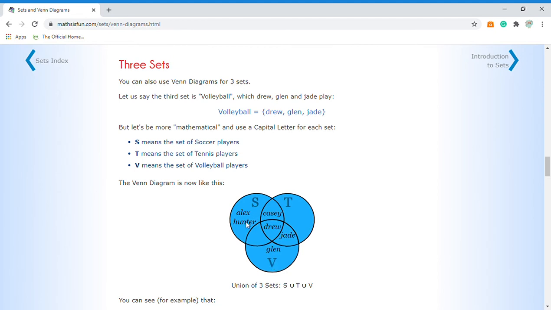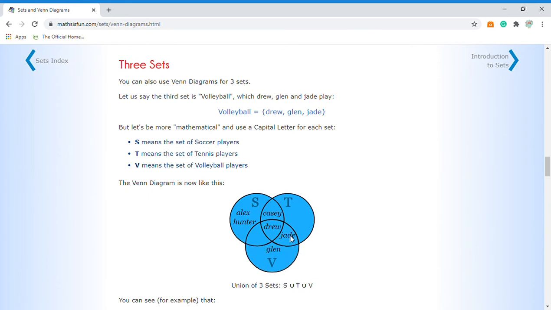Alex and Hunter still only play soccer. Glenn only plays volleyball. Do you see that? Alex and Hunter are in the soccer circle alone. They aren't crossing over to any other one. Glenn is in the volleyball circle alone. So Glenn only plays volleyball.